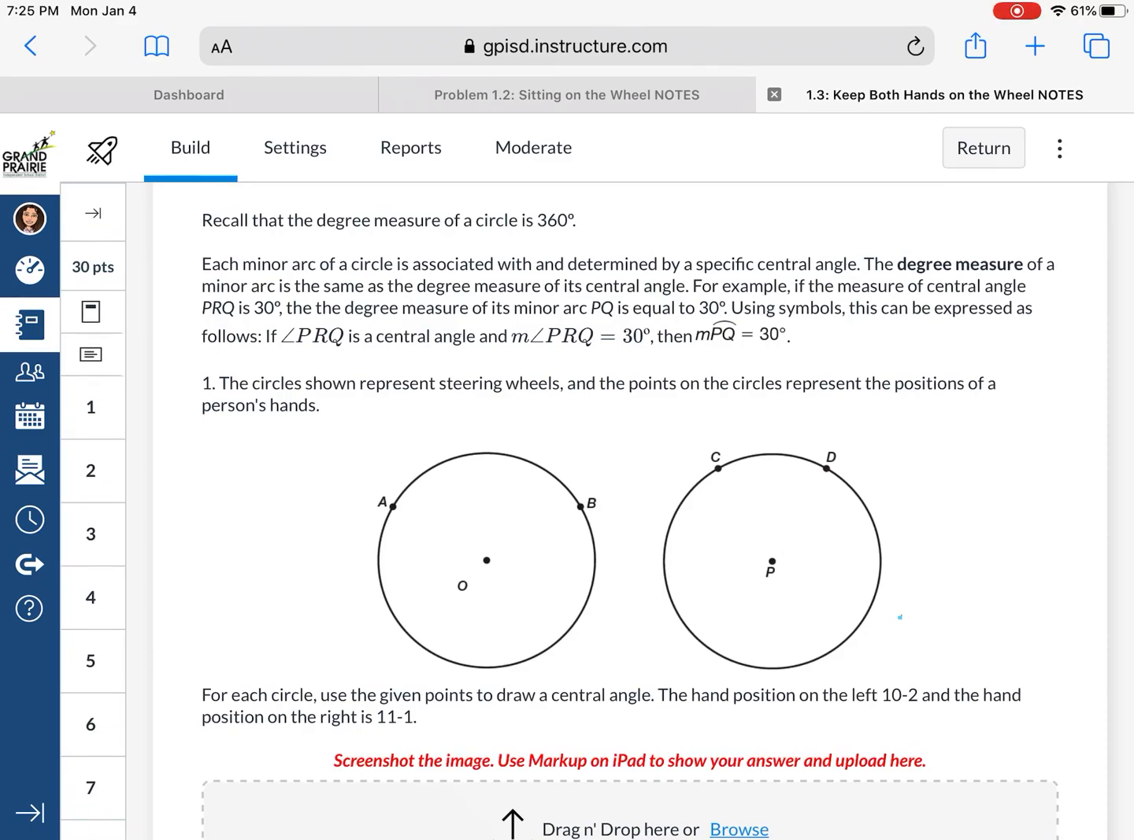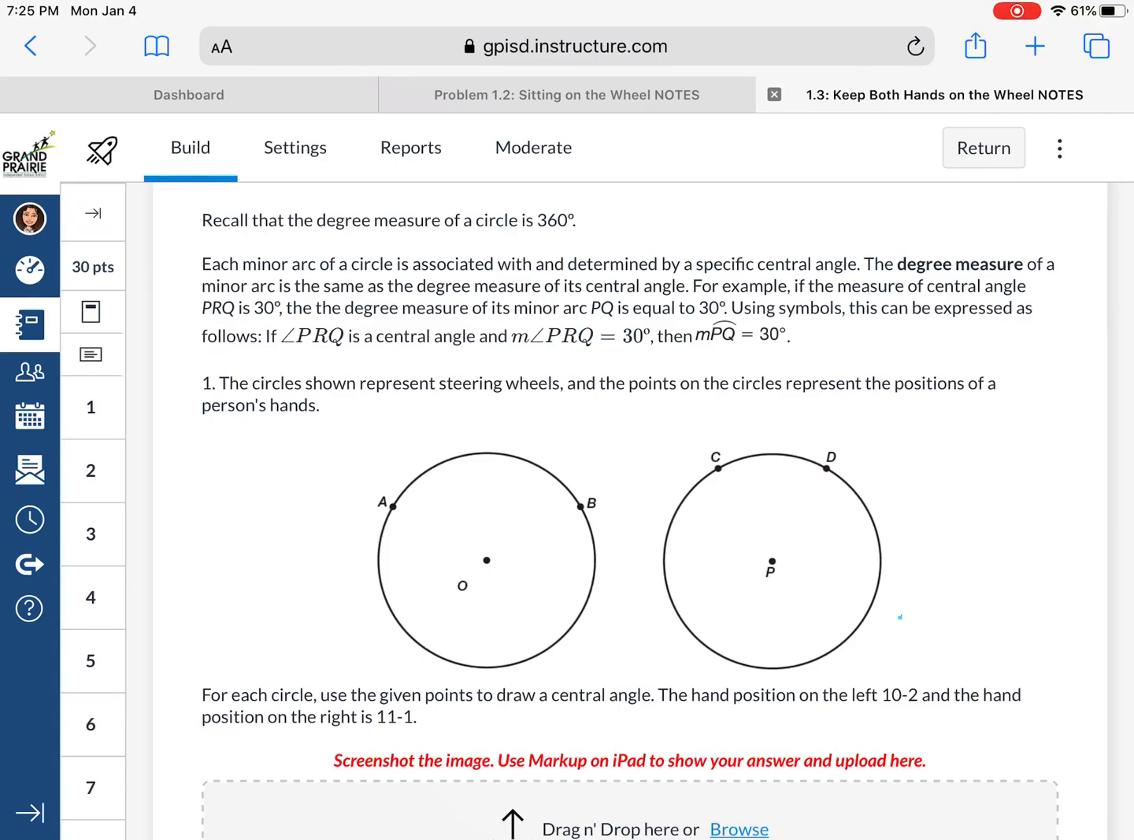So each minor arc of a circle is associated with and determined by a specific central angle. The degree measure of a minor arc is the same as the degree measure of its central angle. That is very, very important that you understand. They are equal. The central angle and the minor arc are equal.